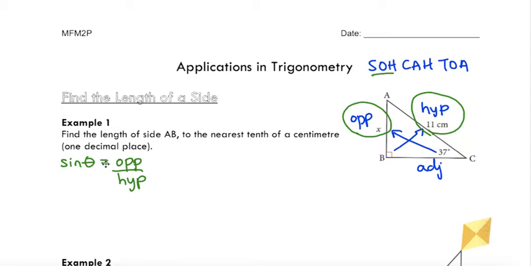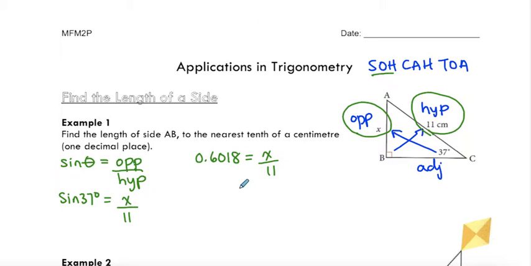From here, you're going to substitute in the values that you know from your triangle. I know that my angle is 37 degrees, so I'm going to write sine of 37 degrees is equal to the length of my opposite side, which is x, that's what I'm trying to find, over the length of my hypotenuse, which is 11. From here, you're going to figure out what the sine of 37 degrees is, and that gives us a value of 0.6018. So that is equal to x over 11.